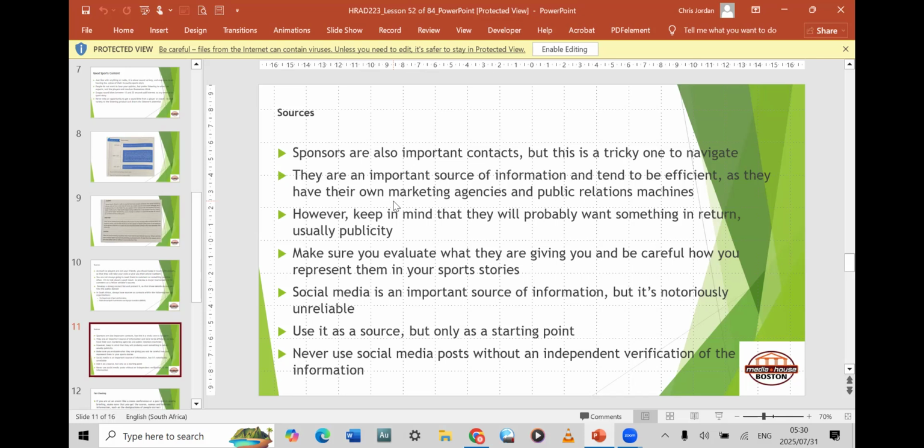Okay, Bears sounds right. Social media is an important source of information, but it's notoriously unreliable.